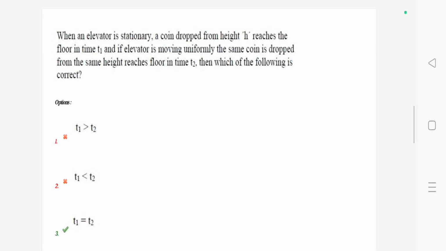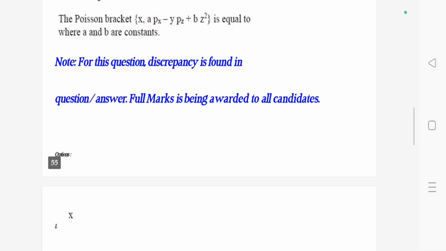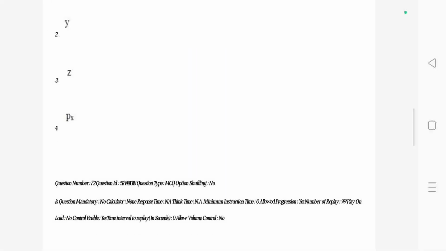When elevator is stationary, a coin is dropped from certain height h, reaches the floor in time t1, and if elevator is moving uniformly, the same coin dropped from the same height reaches the floor in time t2. Then which of the following is correct? t1 equal to t2. Now next question. This question actually he gave the options wrong, so full marks is awarded for this.